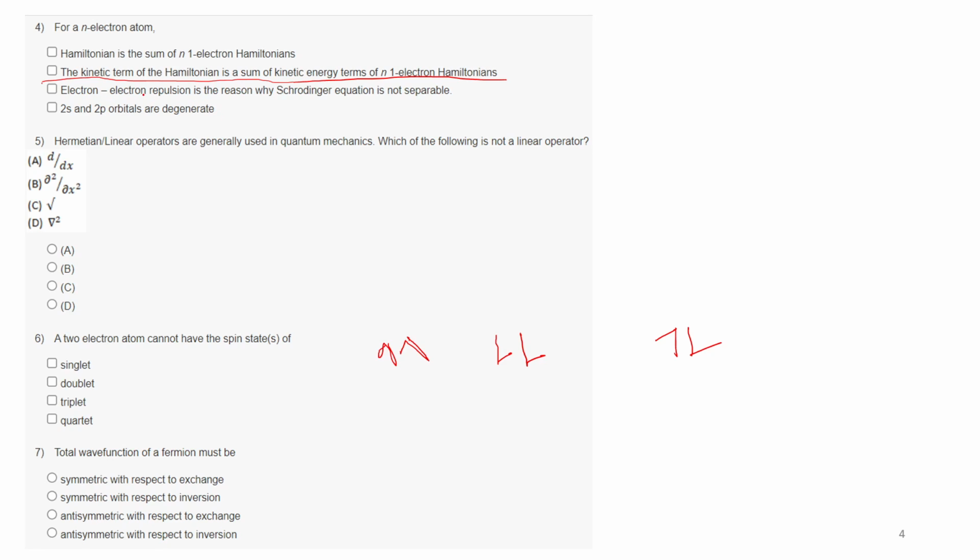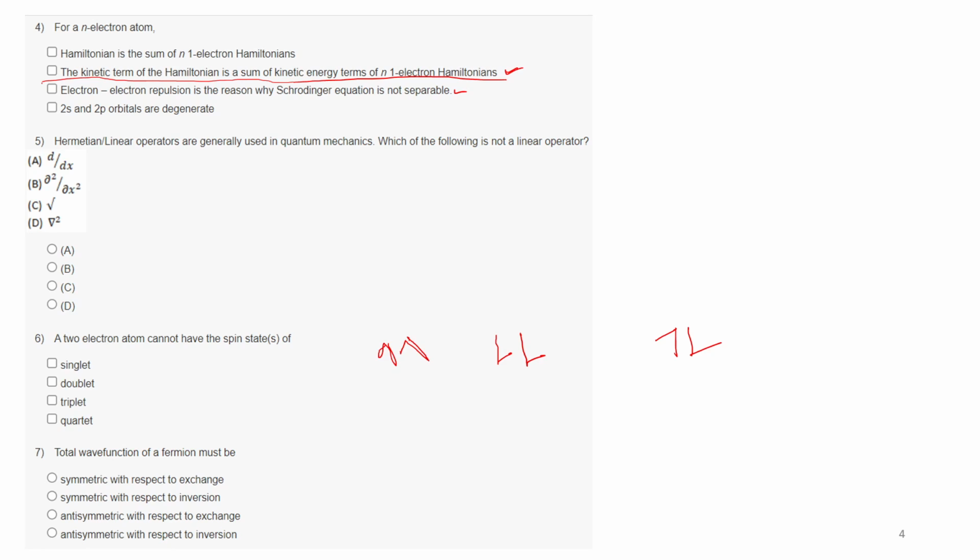The kinetic energy term is a sum of one electron Hamiltonians, and 2s and 2p are degenerate. No, electron repulsion is why the Schrodinger equation is not separable, right? This was also, I think, a correct option. So you had a problem with these things. Can you repeat the problem? Exactly, for an n electron atom, we were writing a kinetic term for the nucleus, and then a kinetic term for the electrons.